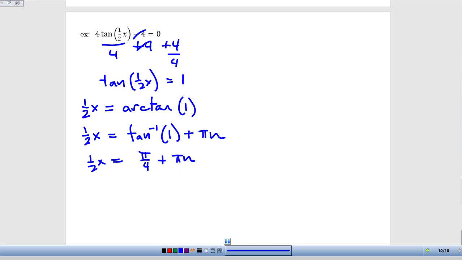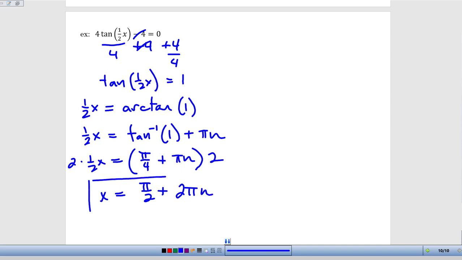Our last step is to get rid of that 1/2 in front of the x. So I'm going to multiply both sides of my equation by 2, which means I have to multiply everything by 2. So we get x equals 2 times pi over 4, which is pi over 2, plus 2 pi n. So there is our infinite solution set.